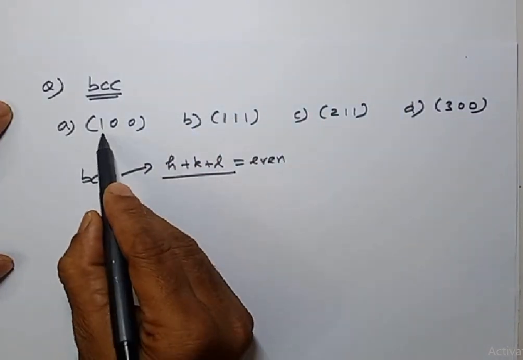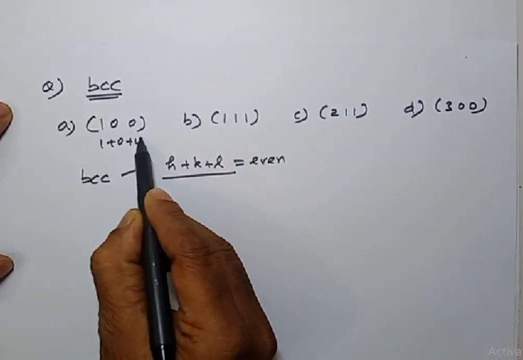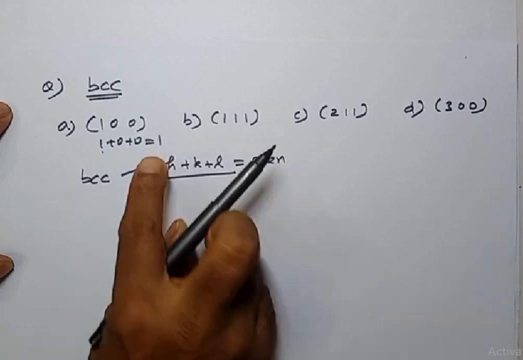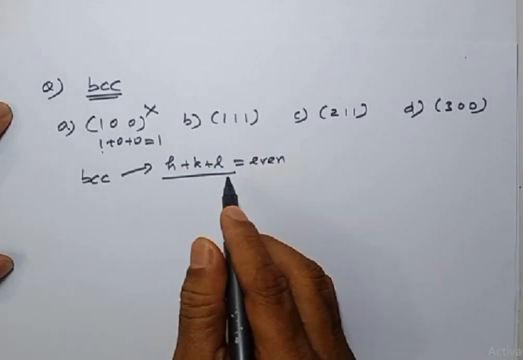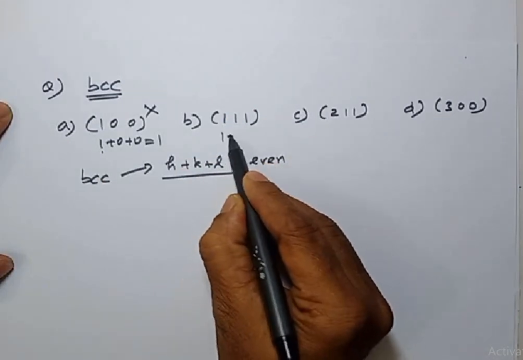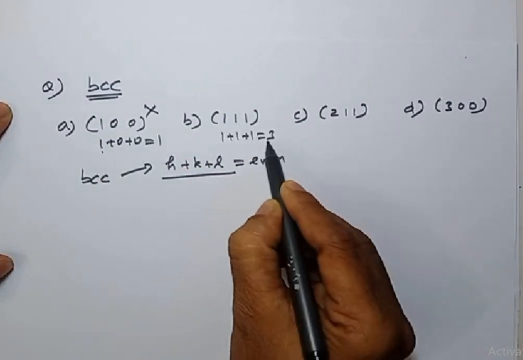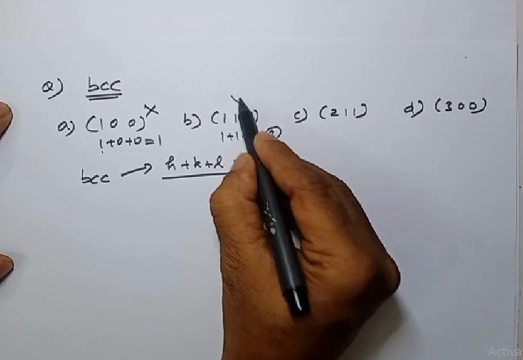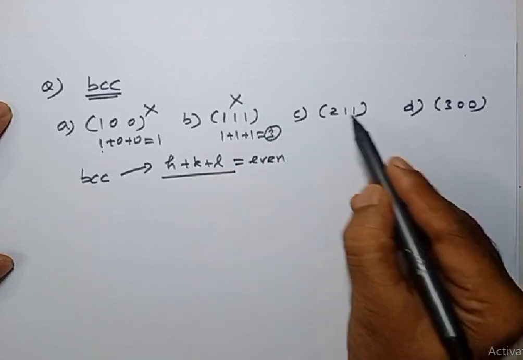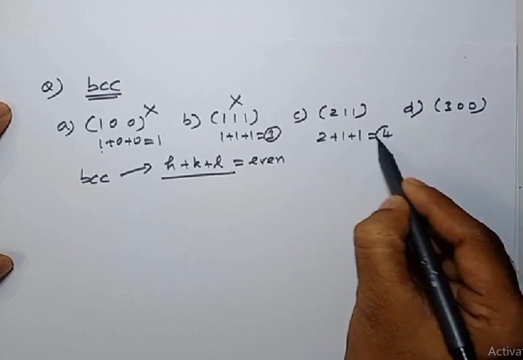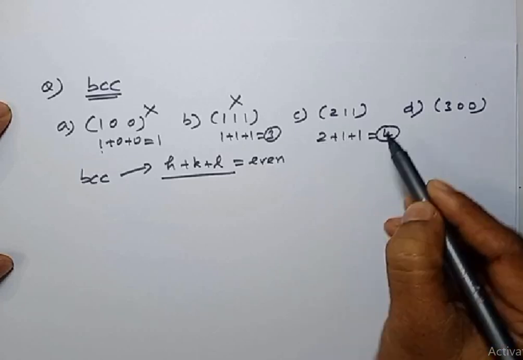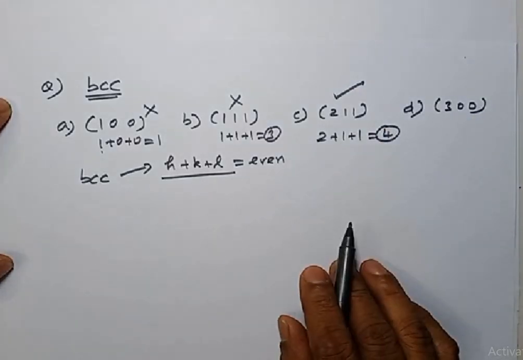If I add here 1 plus 0 plus 0, I am getting the answer as 1. It is an odd number, so this plane will never give signal. Here 1 plus 1 plus 1, I am getting 3. Again, it's an odd number, so this plane never gives signal. Then option C, 2 plus 1 plus 1. If you add, I'll get 4. 4 is an even number. Yes, this will give signal in BCC.